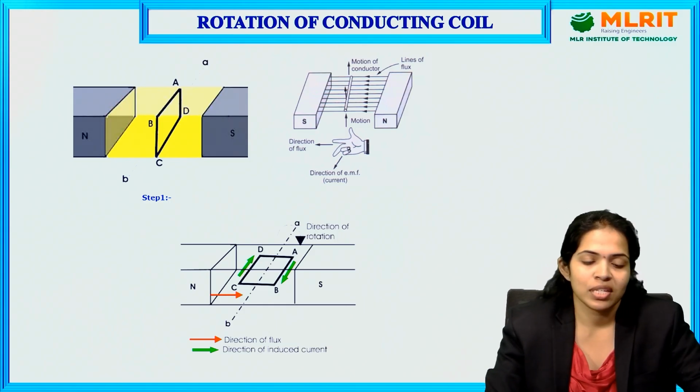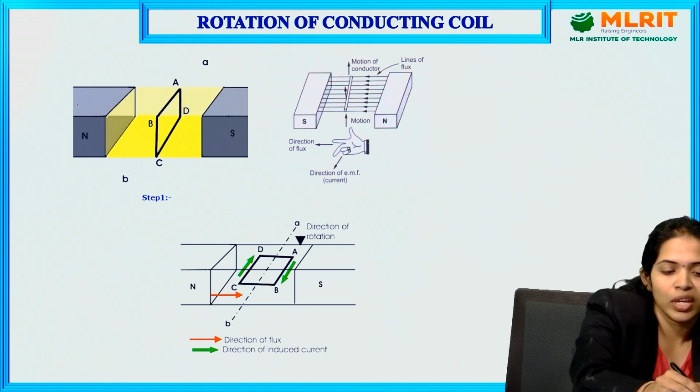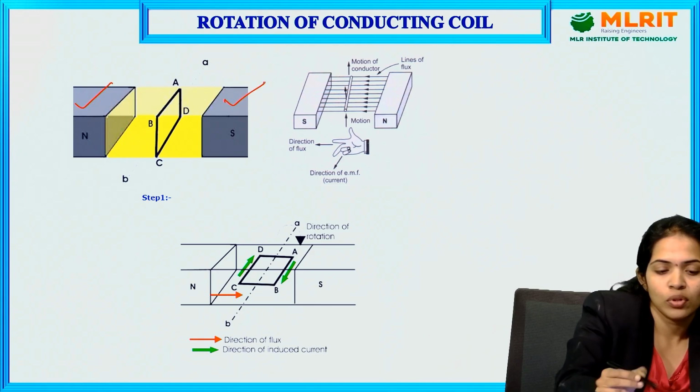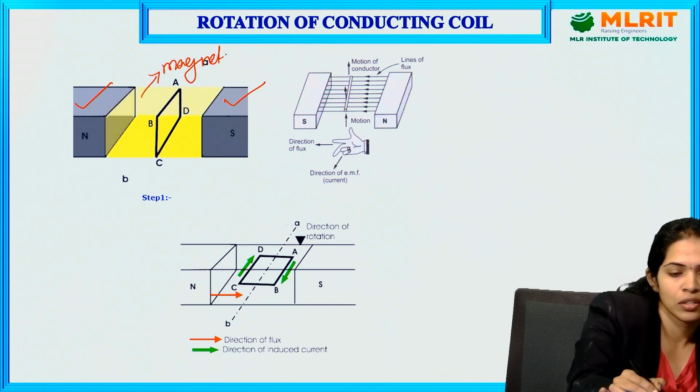So this can be seen in the figure. In the first figure, we can see we have a north pole and a south pole. The part in yellow color is nothing but the magnetic field or magnetic flux lines.